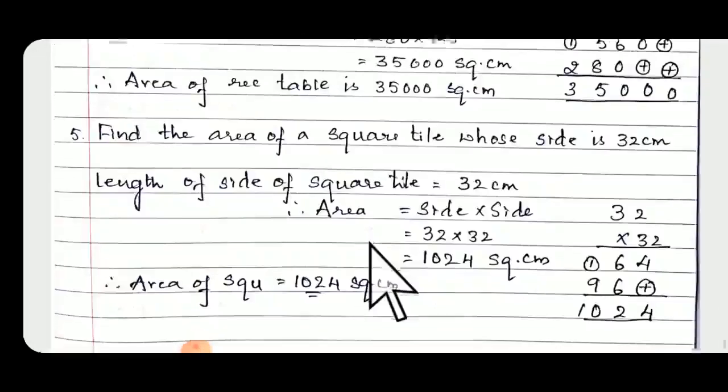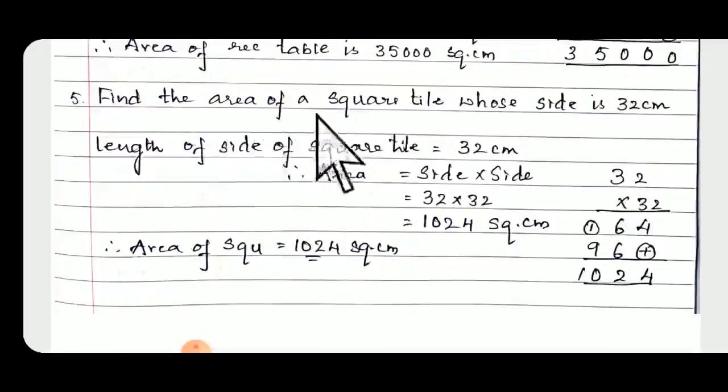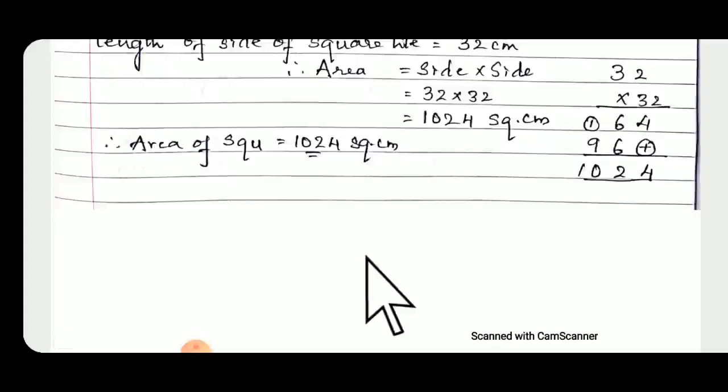Question number 5. Find the area of a square tile whose side is 32 centimeters. The above question was of a rectangle. This is of a square. So if one side is given, it is enough, so that we can find the remaining three. Length of a side of a square tile is equal to 32 centimeters. Area is equal to side into side, the formula. 32 into 32, it will be 1024 square centimeters.